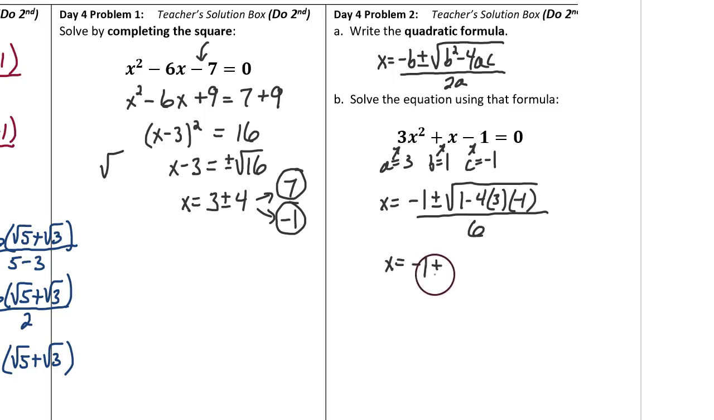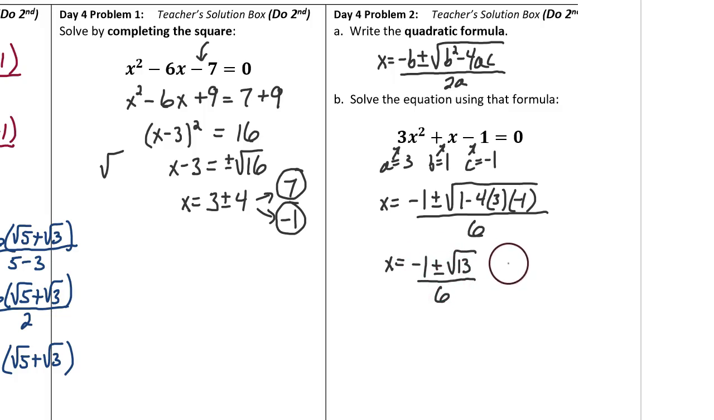Now let's simplify in the radical. -4 times 3 times -1 makes +12. And 1 plus 12 makes a 13 in there. And that's all over 6. Here are the two answers to the equation left in this compact form.